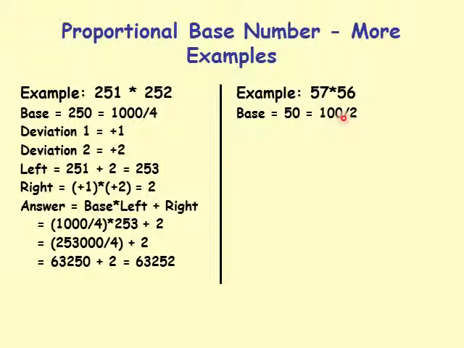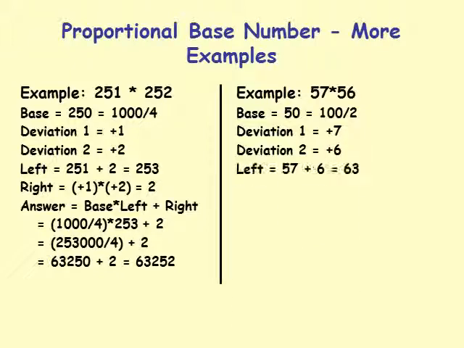I could have gotten the base from 10 times 5 also, but I chose this base to get from 100 divided by 2. So my working base is 50, which I get by dividing 100 by 2. Okay, let's continue. Deviation 1: 57 minus 50 is plus 7. Deviation 2: 56 minus 50 is plus 6. Now on the left, apply crosswise.